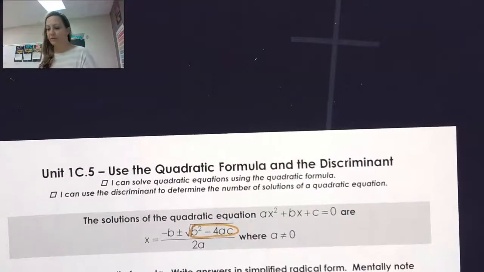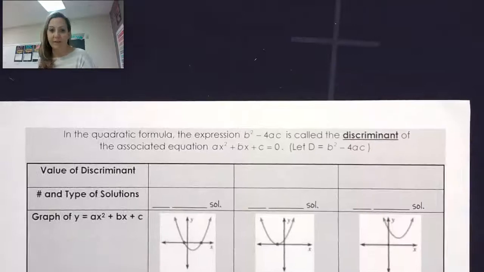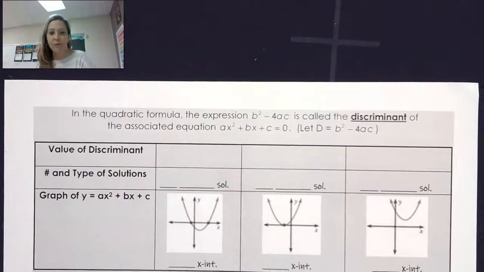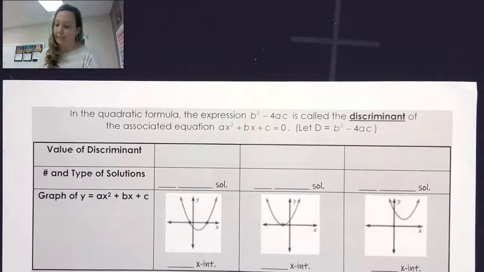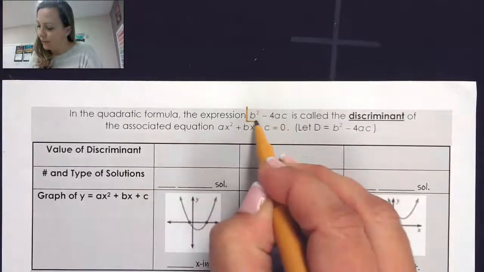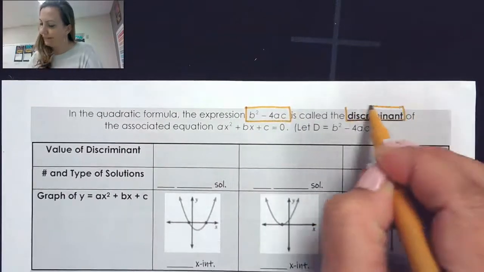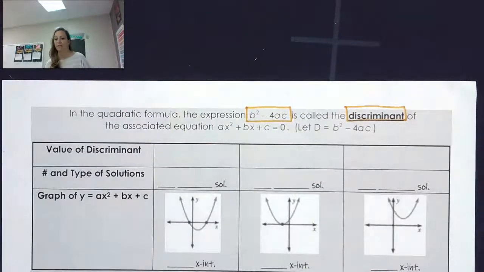So we should have the front of our notes filled out. Let's fill out the back of our notes and take a look at this. In the quadratic formula, this expression, b squared minus 4ac, is called the discriminant of the associated equation, ax squared plus bx plus c equals 0.